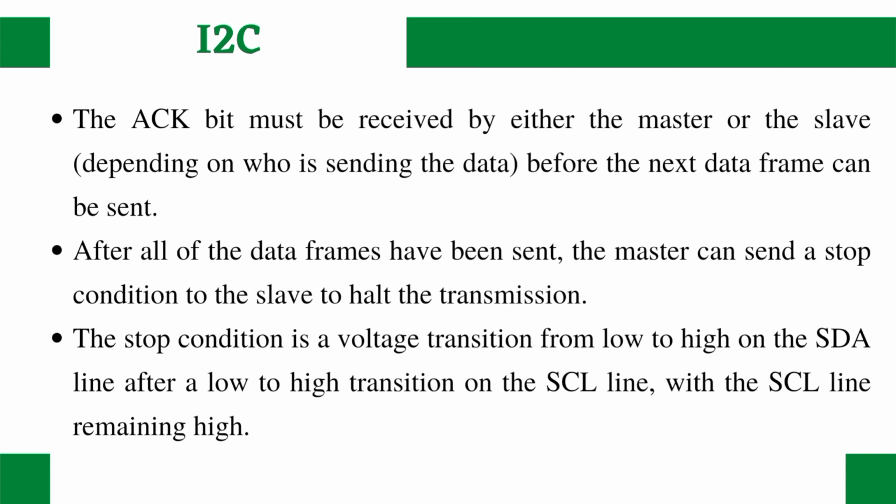After all of the data frames have been sent, the master can send a stop condition to the slave to halt the transmission. The stop condition is a voltage transition from low to high on the SDA line, after a low to high transition on the SCL line, with the SCL line remaining high.